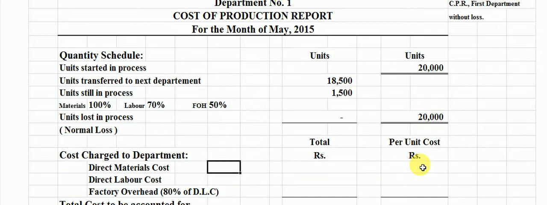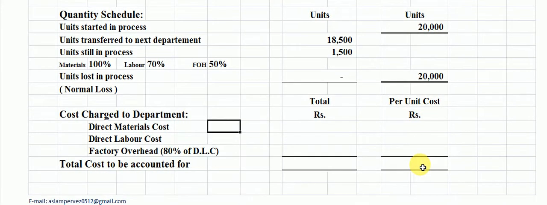Here the direct material cost is 1,25,640 rupees. This is the direct material cost which is used in the first department. Now direct labor cost is 85,570 rupees.